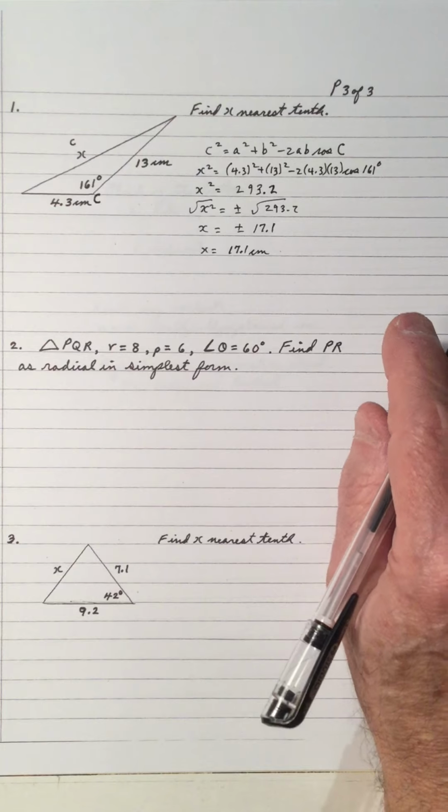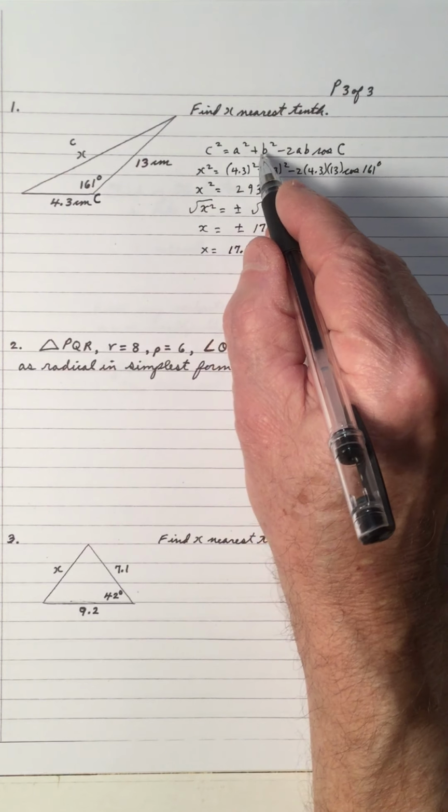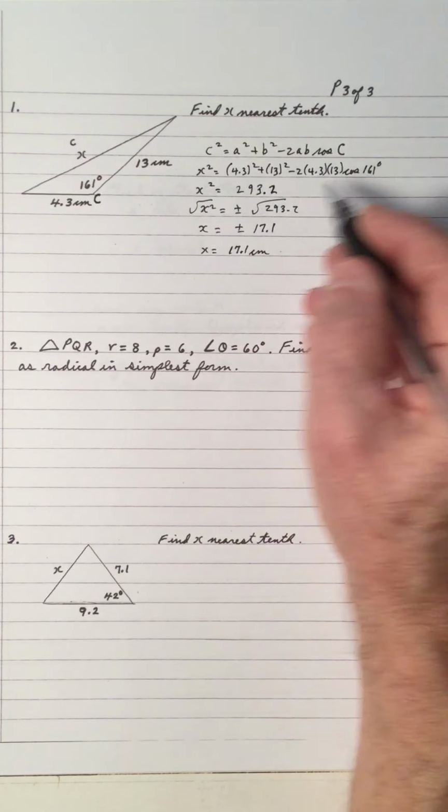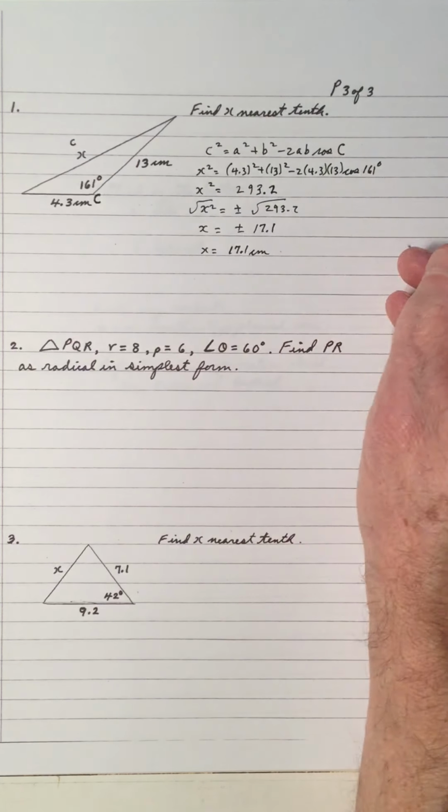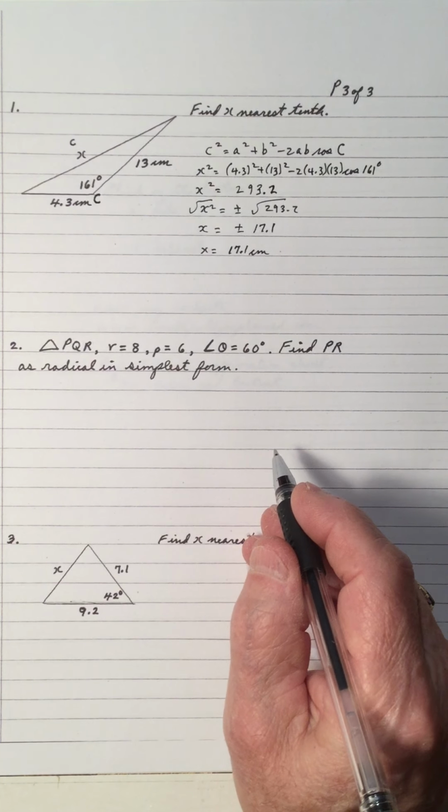Now you can also work it out individually like I showed you. Square these two first, then multiply this, and then you should come to 293.2. Number 2, again, pause the video if you wish.